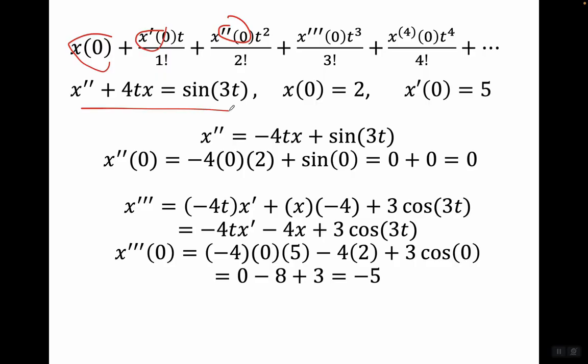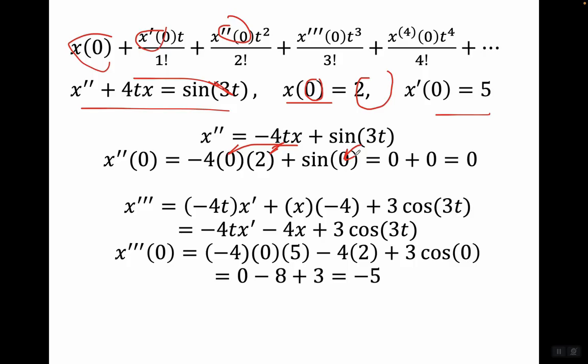So what we want to do is get the highest derivative all by itself. So move the 4tx to the other side, and we have x double prime equals negative 4tx plus sine 3t. We already know x of 0 and x prime of 0. We're good to go there. We need x double prime of 0. Well, for that we just plug in t equals 0 and x equals 2. That's what we get. Sine of 3t, in other words, sine of 0. Okay, that's going to be 0 plus 0, or just 0.